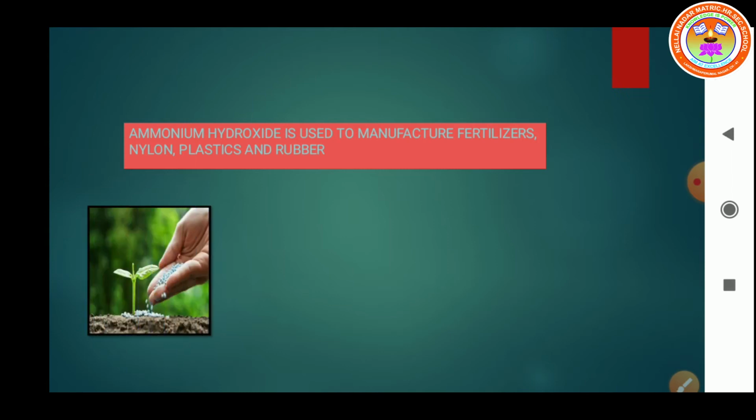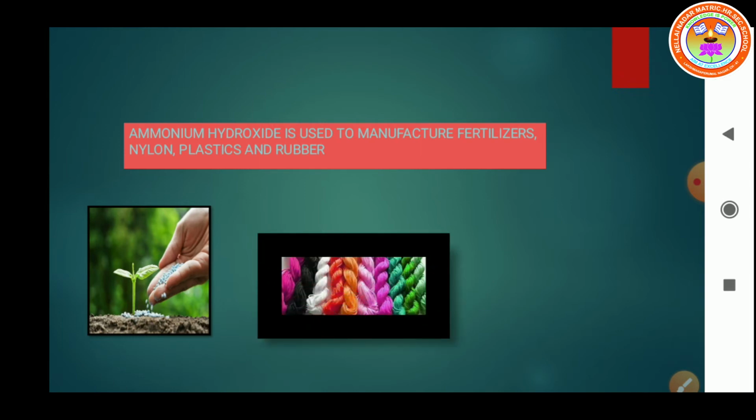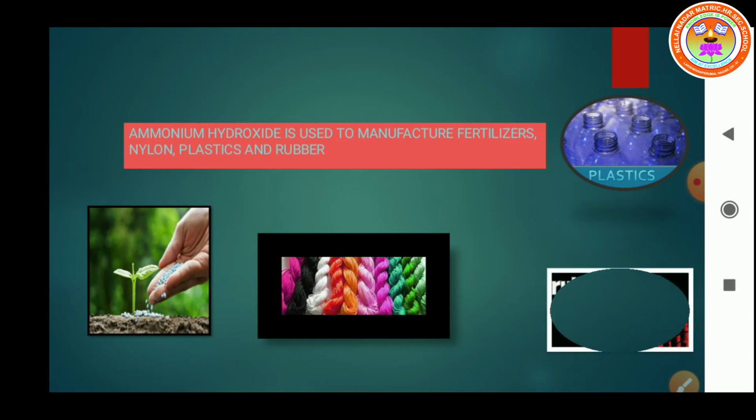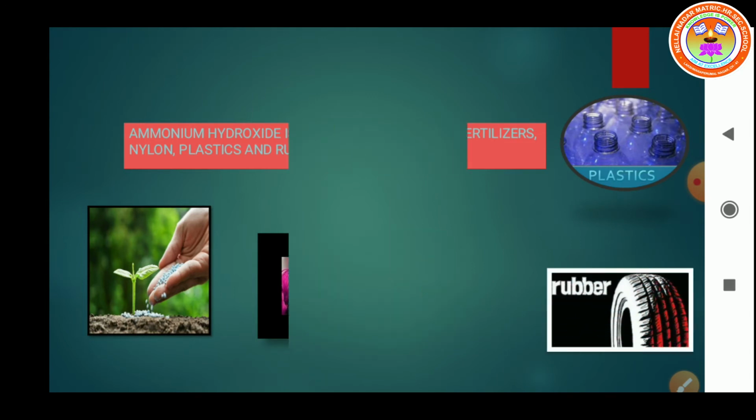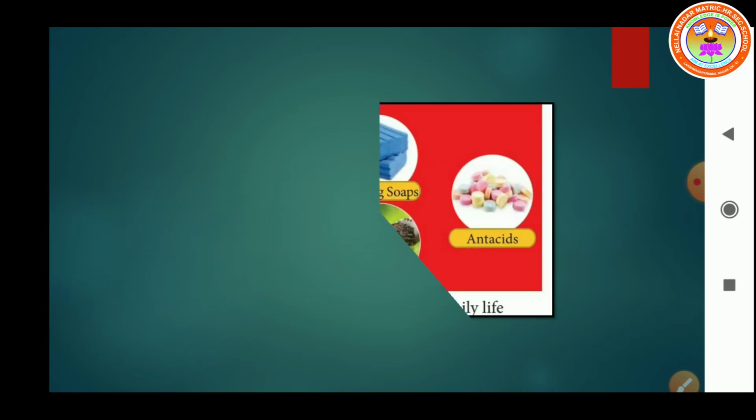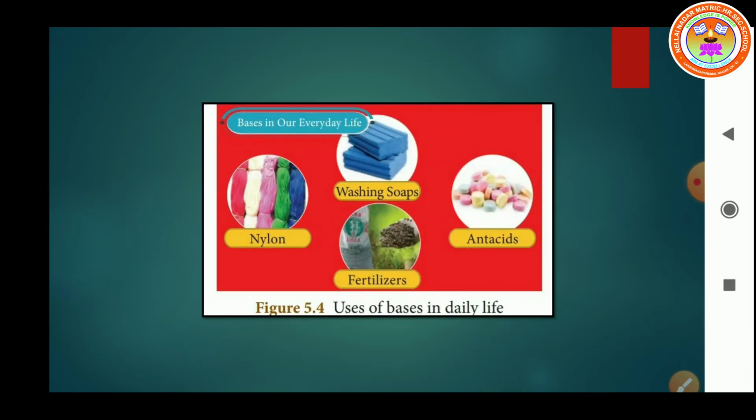Next one, that is the sixth use, is ammonium hydroxide, which is used to manufacture fertilizers, nylon, plastics, and rubber. Yes, see here, some of the bases used in our daily life. Okay.